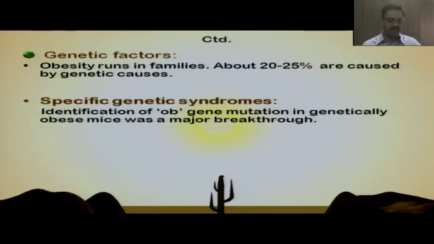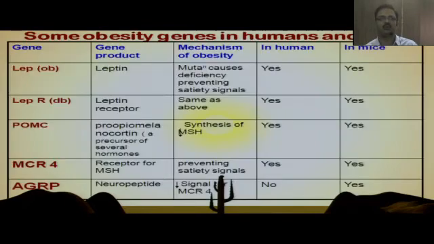There are certain genetic factors, like obesity running in families. About 20 to 25% are caused by genetic causes. Some mutations in the MCR receptors and in leptin genes and leptin receptors. Specific genetic syndromes like the OB gene mutation, genetically seen in obese mice, was a major breakthrough. Now we can see some obesity genes in humans and in mice. OB gene, it's a leptin gene.